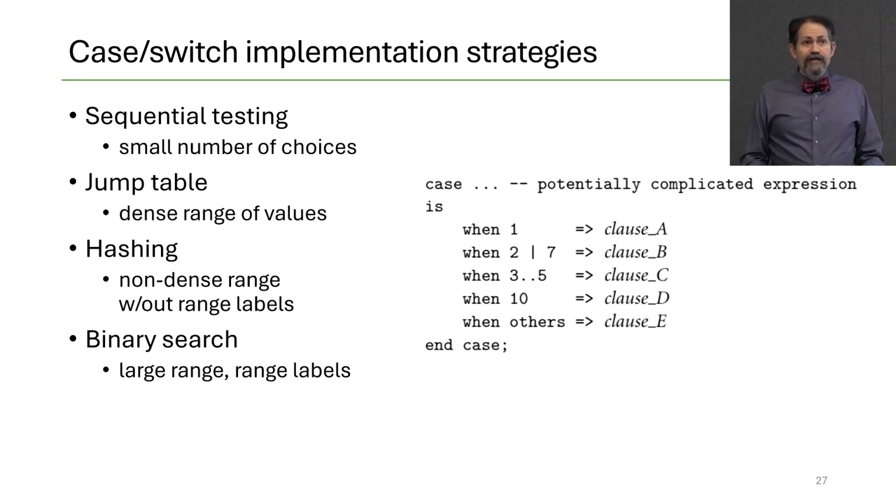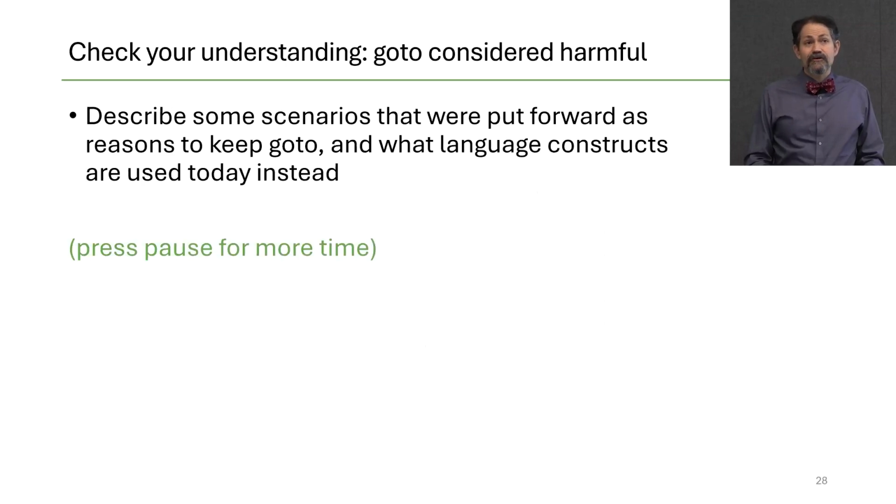If we have a range that's not very dense, but we don't have ranges like 3 to 5, then we can use hashing to take advantage of the lack of density in the range. Finally, if we have a large range and we have things like range labels, then we can use binary search as a fallback technique. Let's check our understanding.